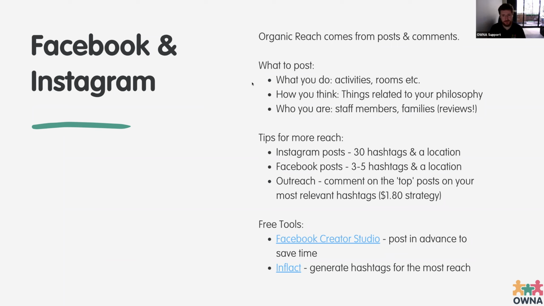Some little tips, or some people like to call them hacks, for getting more reach. If you're on Instagram, you can use up to 30 hashtags. So again, if you've got 30, use 30, it's free. And put a location in there. It can be your center location, and it can be your suburb, it could be surrounding suburbs, whatever. Test it out and see what works.